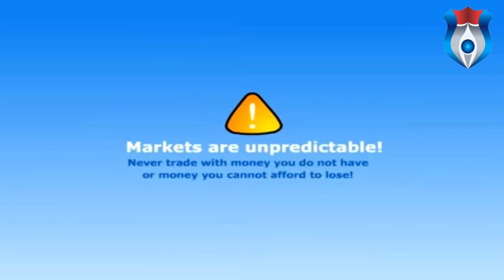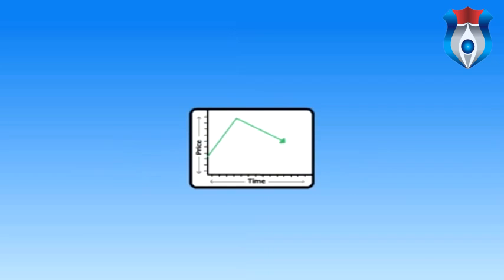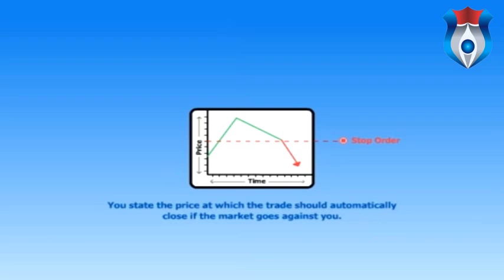Nobody can know for certain how the markets will move, so you should never trade with money you do not have or money you cannot afford to lose. A good way to minimize the amount of money you could lose on a trade is to use a stop order. This means you state the price at which the trade should automatically close if the market goes against you.